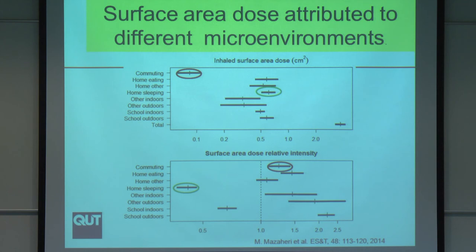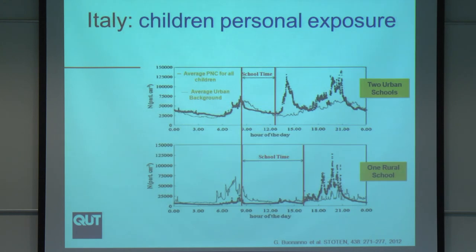So one would say, okay, commuting is less important than home sleeping. And this is kind of intuitive. But the issue here is that this didn't take into account, obviously, the time. The time in commuting is much shorter than the time when sleeping. But if you calculate this into relative intensity, when you take a time factor, then you can see that commuting has the highest relative intensity compared to home sleeping, which is the smallest. So this is the kind of assessment we can get.